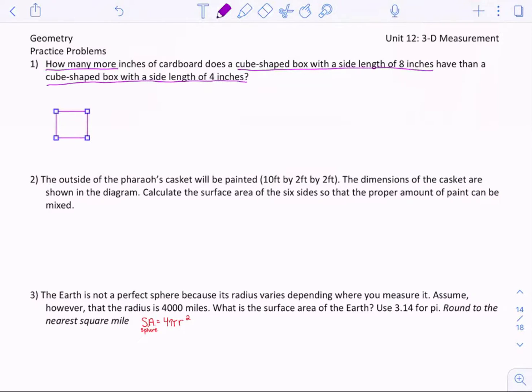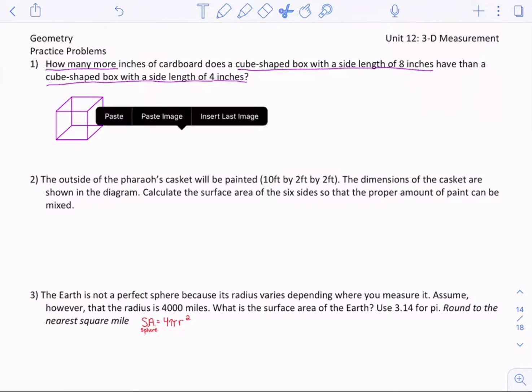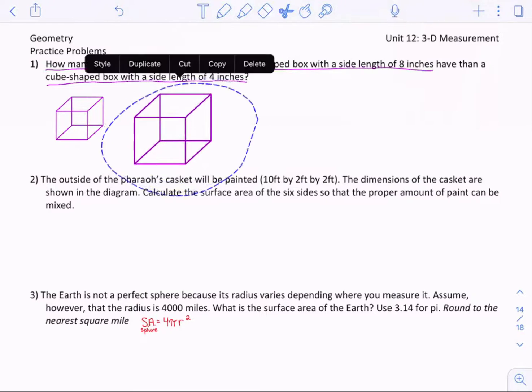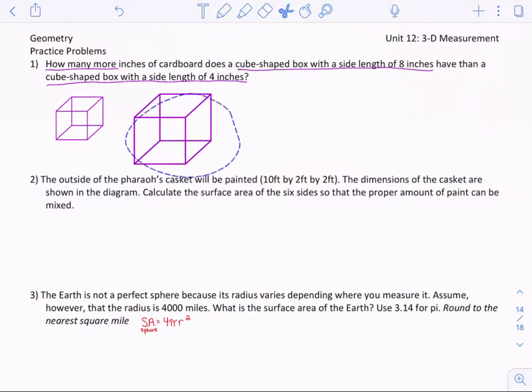It's a square that has volume. So watch this. I'm actually going to draw 2 of them that are congruent and then just connect the corners. And there you have a 3D cube. So the first cube has a side length of 8 inches. And the second cube has a side length of 4 inches.